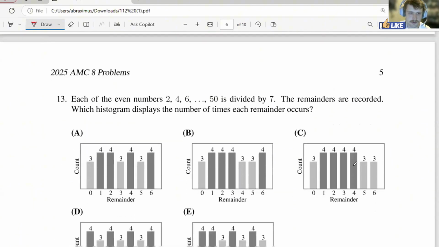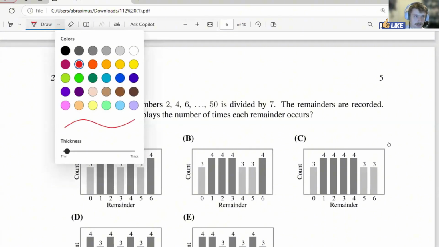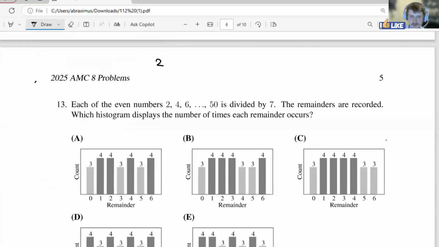All right, so each of the even numbers 2, 4, 6, dot dot dot, all the way to 50 is divided by 7. The remainders are recorded. Which histogram displays the number of times each remainder occurs? So this is another example where we're looking at a number wheel. That's helpful for later, but I'm just going to write down what we get. 2 divided by 7 has a remainder of 2, 4 divided by 7 has a remainder of 4, 6 divided by 7 has a remainder of 6, 8 divided by 7 has a remainder of 1, 10 divided by 7 has a remainder of 3, and 12 divided by 7 has a remainder of 5. And then 14 divided by 7, that's just a multiple of 7, we get 0.